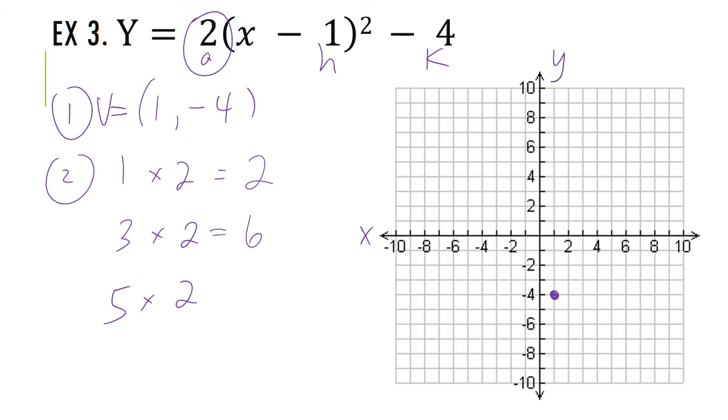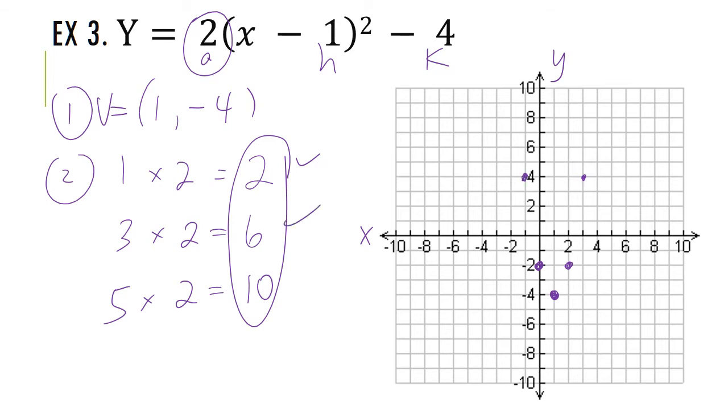3 times 2? 6. 5 times 2? 10. From your vertex, go over 1, up 2. Over 1, up 2 on both sides. Perfect. Over 1, up 6 from the point we just made. Over 1, up 1, 2, 3, 4, 5, 6 on both sides.